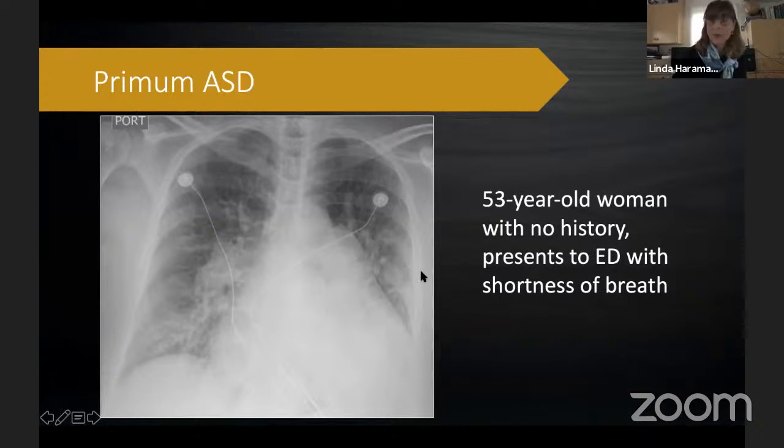Switching to the Primum ASD, here we have an X-ray of a 53-year-old woman who had no history. She presented to the emergency department with shortness of breath. Shout out to my colleague, Ben Zolter, who read this X-ray from the ER. He said the heart is big, the central and peripheral pulmonary arteries are big, and he suspects that the patient has an ASD, and recommended an echocardiogram.